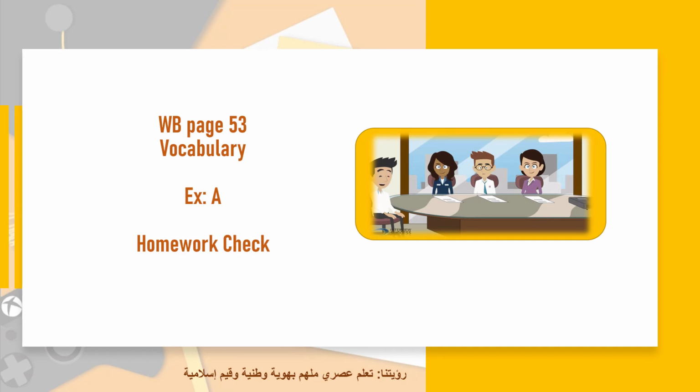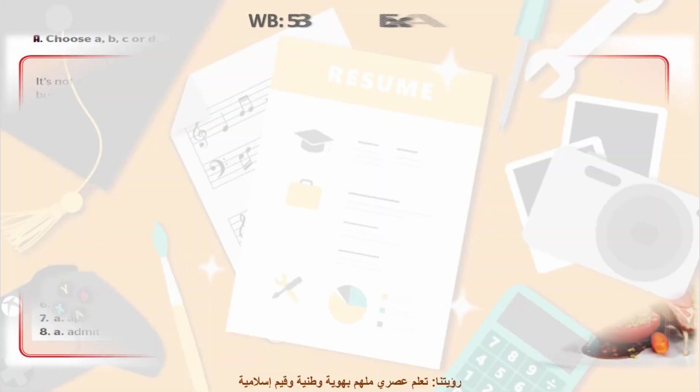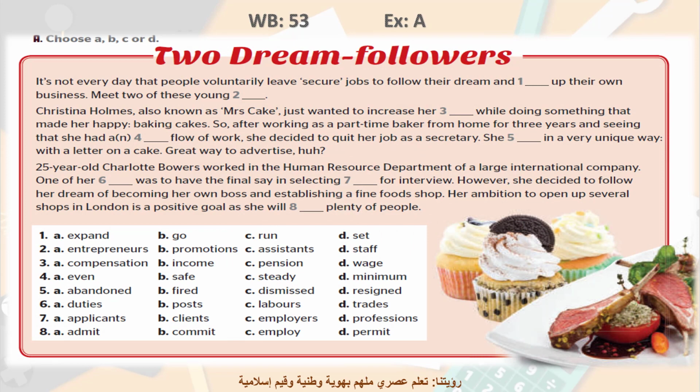Open your workbooks, page 53, to check exercise A. In exercise A, you had to fill in the spaces by choosing from A, B, C, or D. Here are the answers. 1. D. Set. 2. A. Entrepreneurs. 3. B. Income. 4. C. Steady. 5. D. Resigned. 6. A. Duties. 7. A. Applicants. 8. C. Employee. I hope you did well in the exercise. And now let's move to today's work.